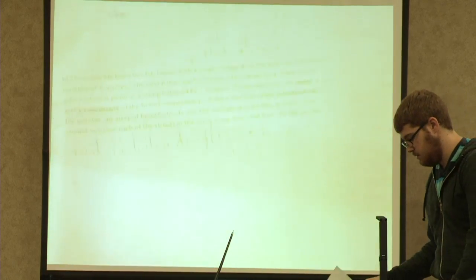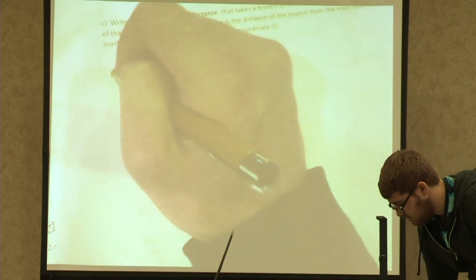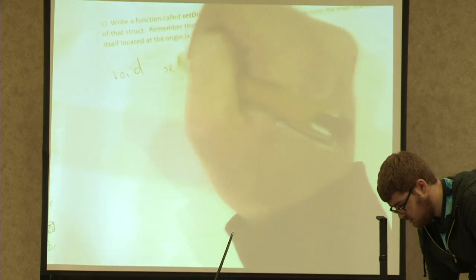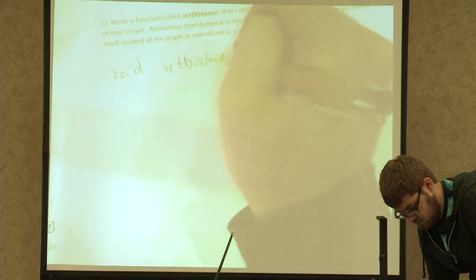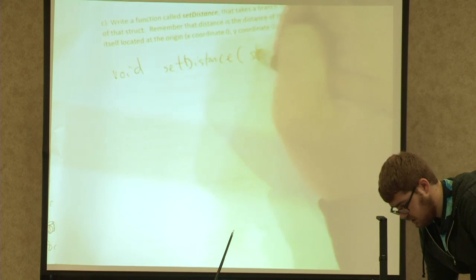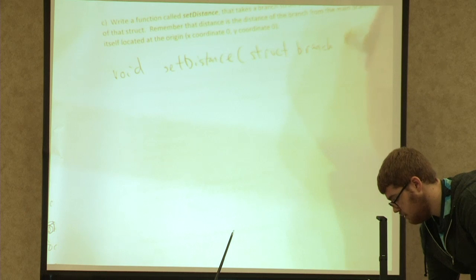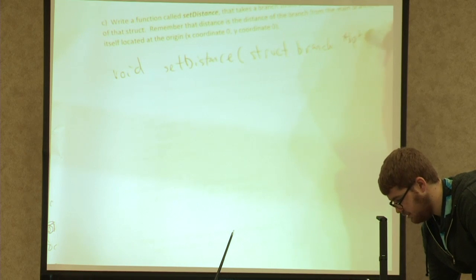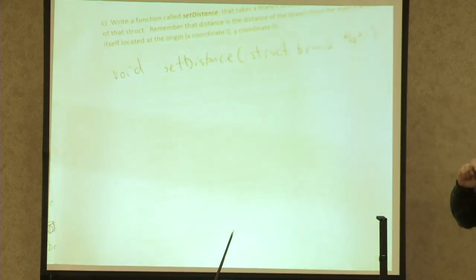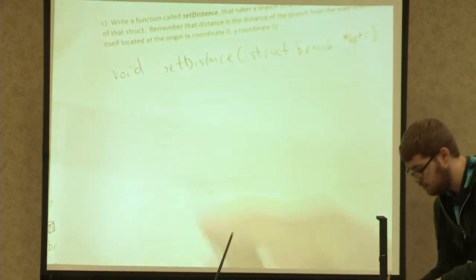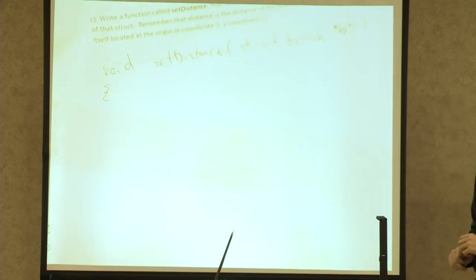Okay, and then I'll quickly write set distance because mine is kind of sloppy. It doesn't tell you what type, so it's going to be a void. Set distance is the name that she gives you. She wants you to take one struct branch, so you're just going to pass a pointer, because it's an array of them. If you pass a pointer, that just means you pass the address of one of them. She just wants you to do it one at a time.